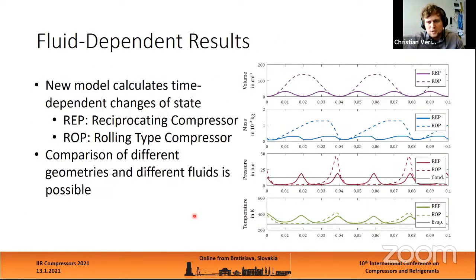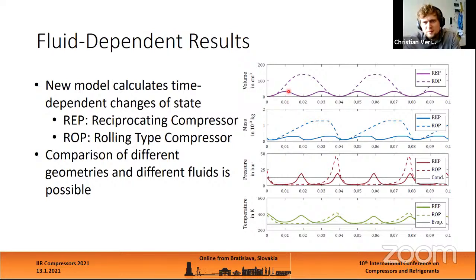And what you now see is a short comparison to Mr. Göbel's results here. Our new model calculates time-dependent changes of state for the REP, the reciprocating compressor, and for our ROP, the rolling type compressor. And what you see is we are able to compare different geometries, and in the paper you will read about different fluids as well, because we have no time to show this all in 12 minutes.